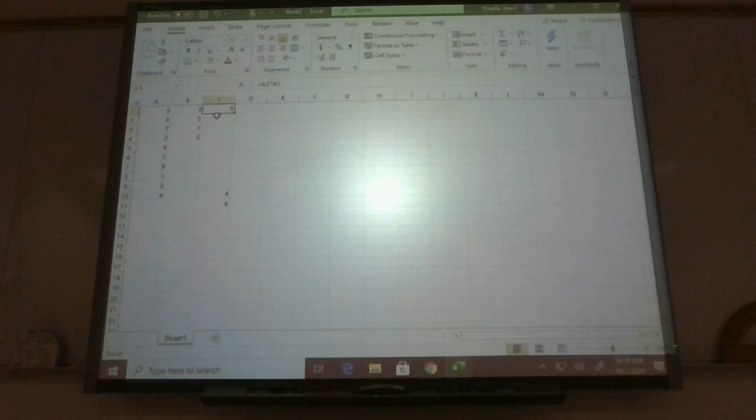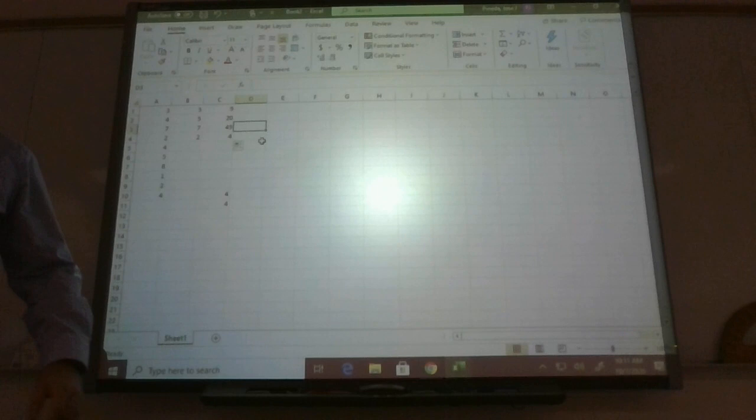And then the nice thing about this is, let's say I want to do the same thing for 4 and 5, 7 and 7, and 2 and 2. Especially if the values end up changing later on, it makes it a lot easier for you to just drag this down, and it does all the math for you. So if I just click down and drag, it does all the calculations for you, right?